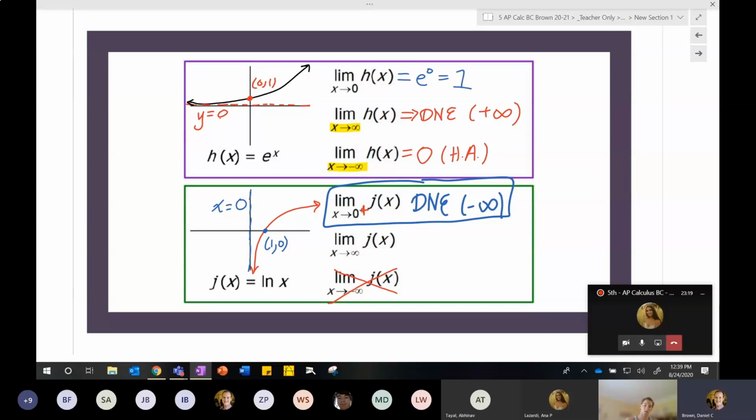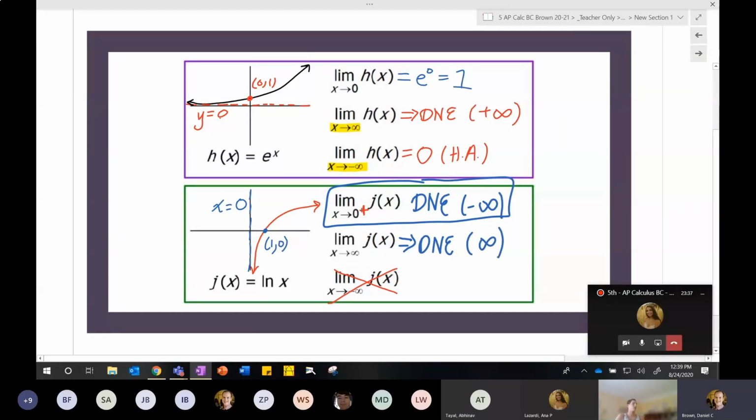And then the other one, the limit as x goes to infinity: this graph is always increasing, just like e to the x. It doesn't increase as quickly, but it is still going to infinity. So it also will be d and e, with the reason being infinity.